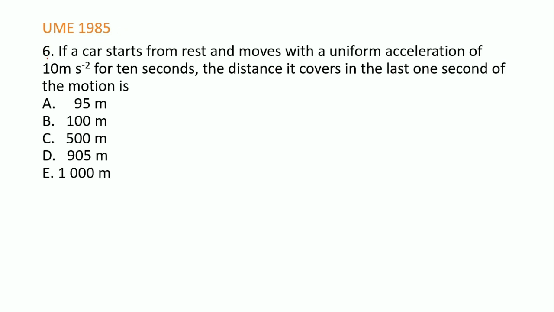UTME 1985, question number 6. If a car starts from rest and moves with a uniform acceleration of 10 meters per second squared for 10 seconds, the distance it covered in the last 1 second of the motion is? Now, let's think about it. If a car starts from rest, u is equal to 0, and it moves with uniform acceleration a equal to 10 meters per second squared for 10 seconds.